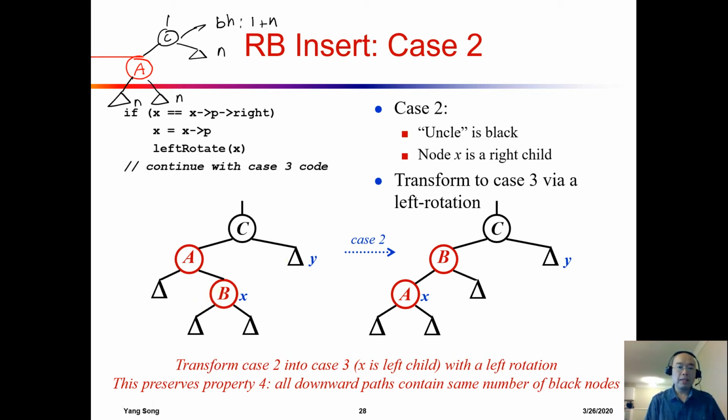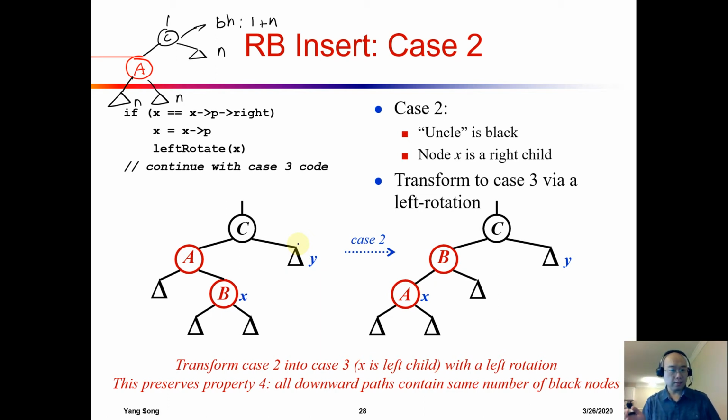After we inserted B, now the tree will be like this. B's parent is a red node, and the new node X is a right child. The uncle, which is this part, is black. So what we are going to do in case two is a left rotation on A and B. We are going to make B the new parent. We are going to transform case two into the image on the right side.